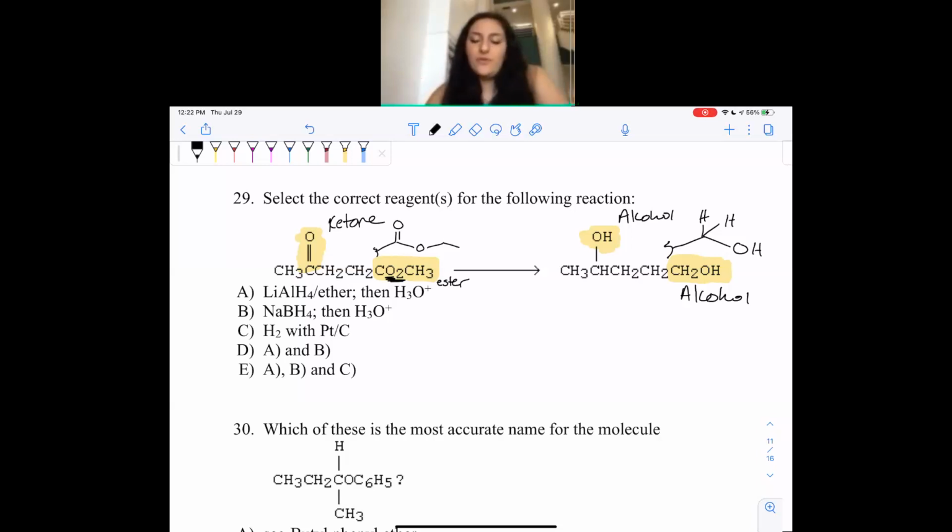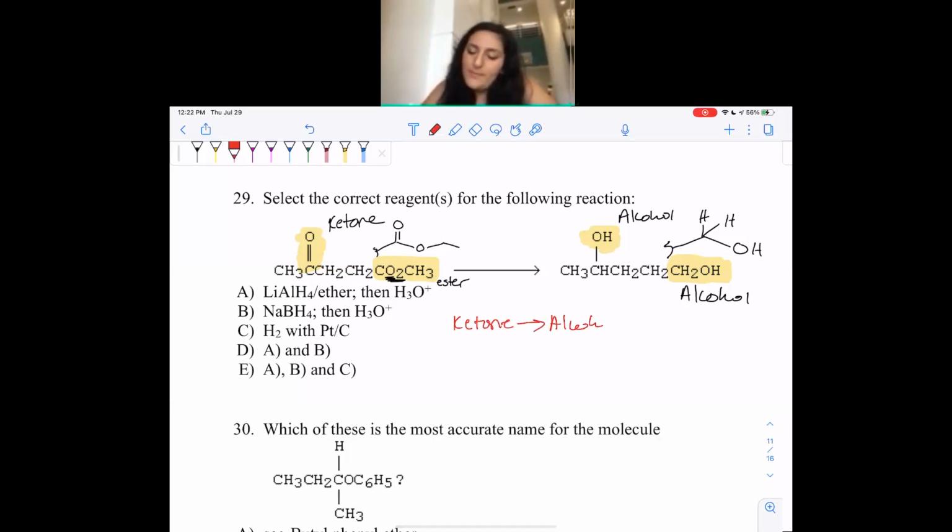Okay, so moving on to this actual question. Someone said this is a reduction reaction, and you were absolutely right. So the ketone was reduced to an alcohol, and the ester was reduced to an alcohol. Are ketones and esters in the same group when we talk about reduction? No, they're not. So, in order for something to reduce both of the groups, did it have to be a strong reagent or a weak reagent?